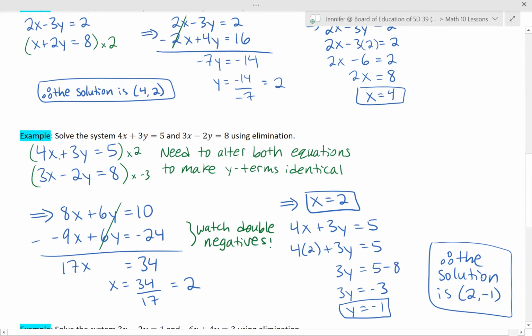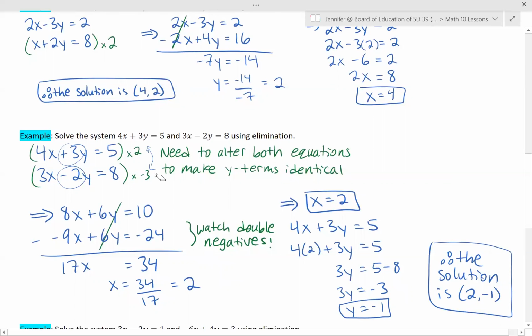So the first equation, if we multiply that by 2, if we multiply the second equation by negative 3, it's going to make our y terms identical. You could also, if you wanted to make the x terms identical, you could have multiplied the first thing by 3 and the last one by 4. You essentially are just multiplying the equation by the opposite coefficient. So this is negative 2, this is positive 3, so that's why we multiplied by these numbers here.